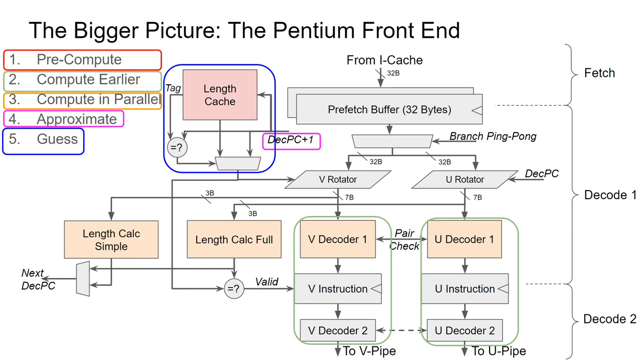And finally, because of the nature of the length cache, we can claim pre-computation. The length of a given instruction was ideally pre-computed in a previous cycle, thus removing the computation out of the critical path. So that method was used as well.